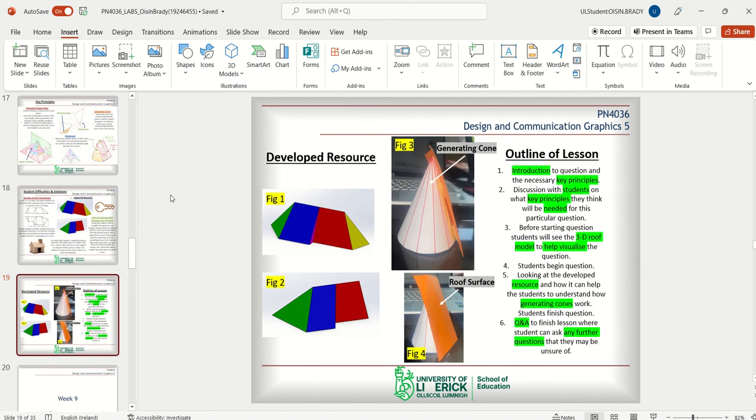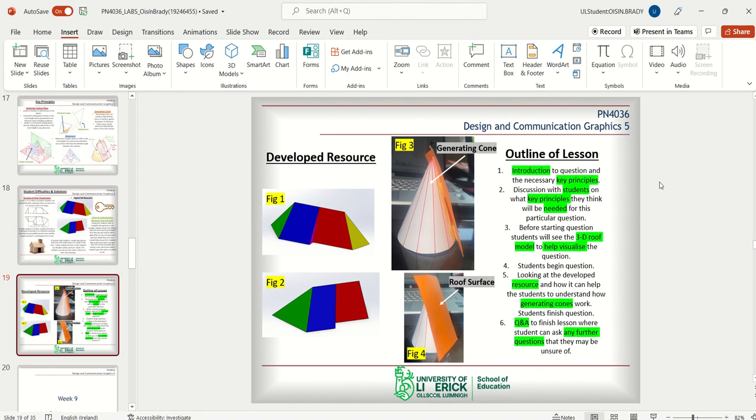Then just have a quick look at the developed resource. We have our SolidWorks 3D model there in figure 1 and figure 2 as discussed earlier, and then in figure 3 and figure 4 I have a cone created, a generating cone, and we can see the orange paper is the roof surface, and we can see the line of contact that they have.